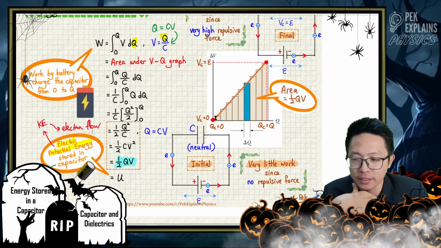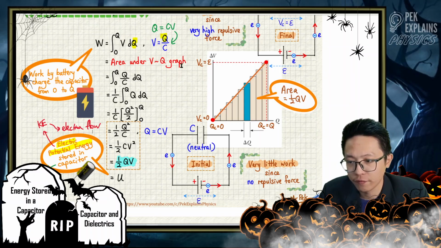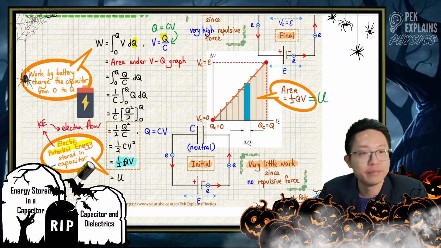Since the graph increases like that, the area, just now you learned about the integration, the area under the voltage-charge graph is the potential energy. Do you know that? The area you learned just now is the electric potential energy. That's why it's half QV. The integration means the area under this VQ graph is the electric potential energy.